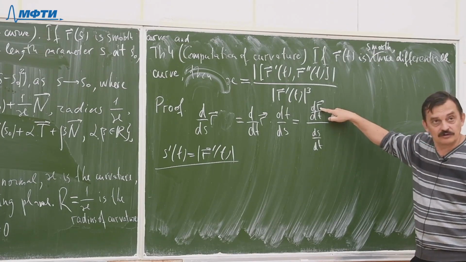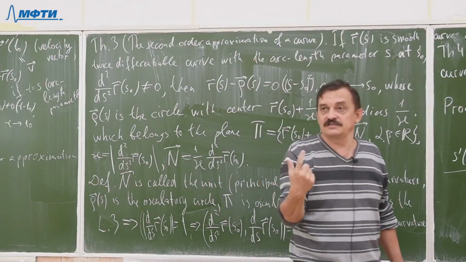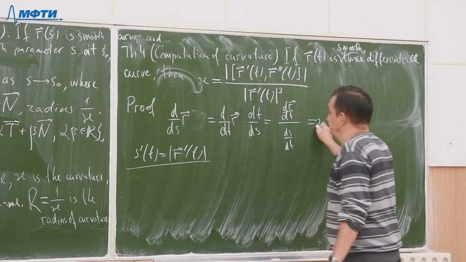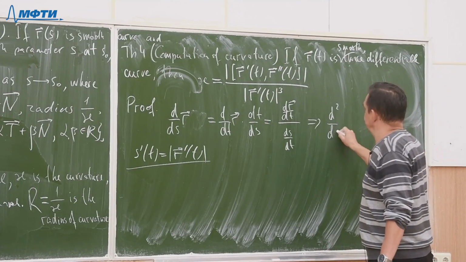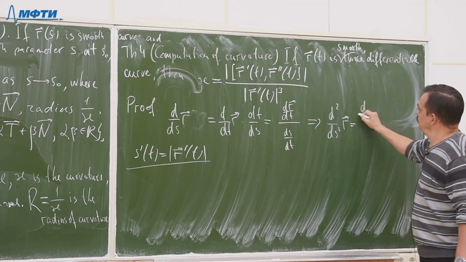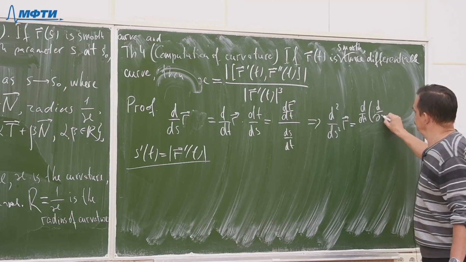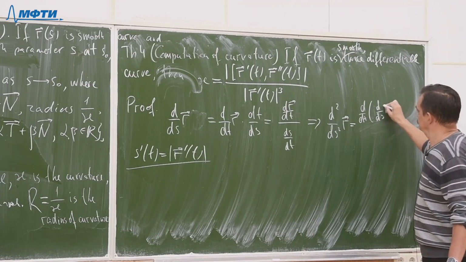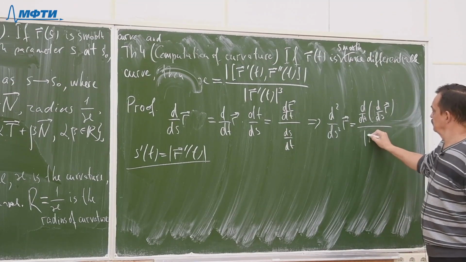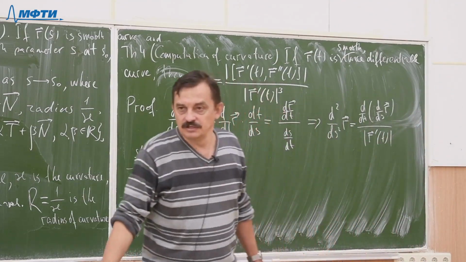So now I need to compute the second derivative. The second derivative is the derivative of the first, right? So it follows that the second derivative of r is equal to d over dt of the first derivative, that is r prime of t over s prime, which is the length of r prime.